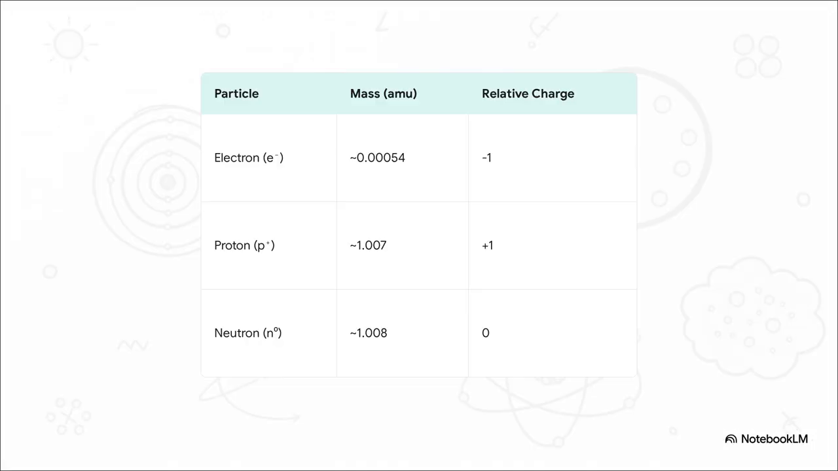So, what's the big takeaway from this chart? Just look at the masses. Protons and neutrons are the heavyweights, right? They both have a mass of about 1. Now look at the electron. Whoa, it's almost 2,000 times lighter. It's basically nothing. This tells us something huge. Pretty much all the mass of an atom is crammed into its tiny, tiny center.